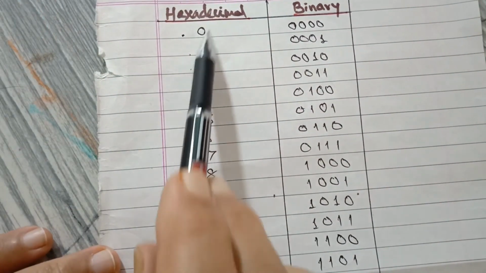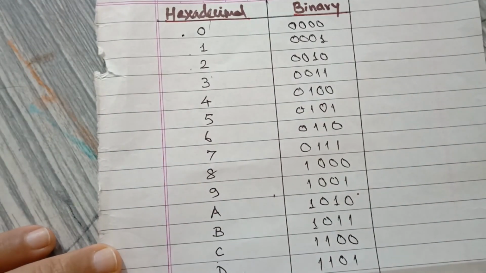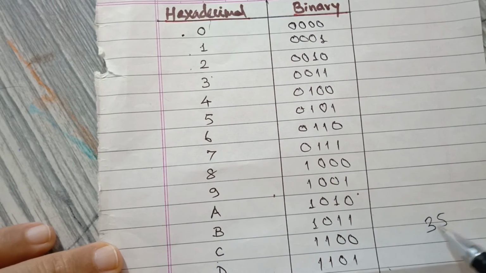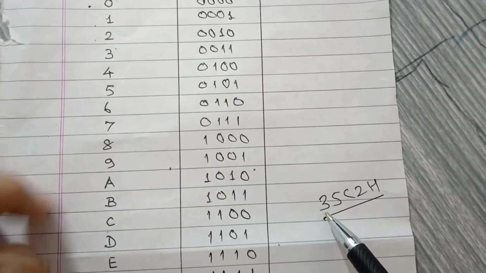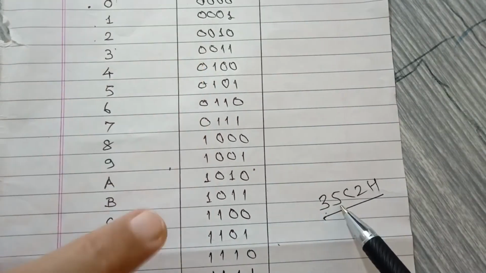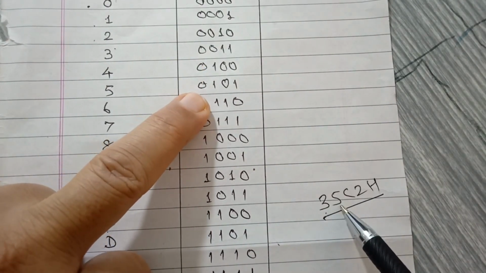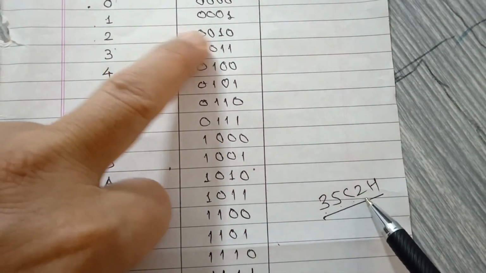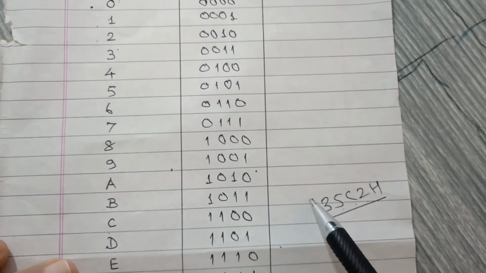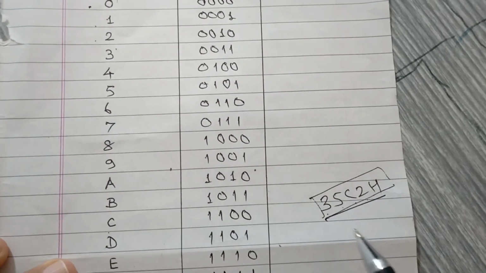So we are going to use this, but whenever we use it, in your mind you should know what I am expressing. If I write 3 5 C 2, you should understand the meaning of this. 3 means 0011, 5 means 0101, C means 1100, and 2 means 0010. So instead of writing in binary, we shall be writing the address as 35C2, and that's why you should know this conversion table.